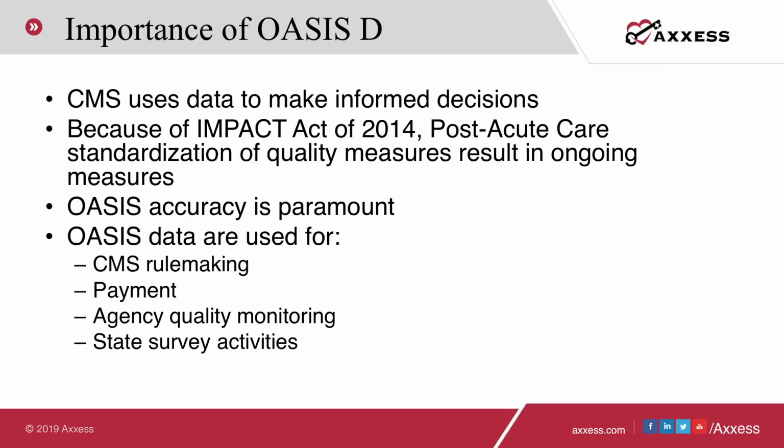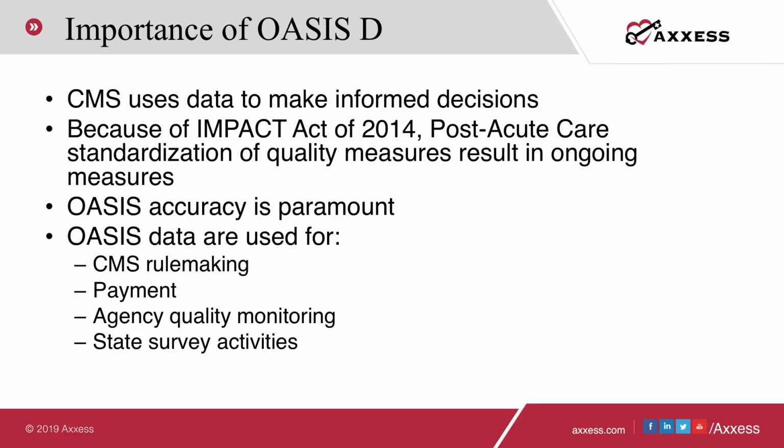The importance of Oasis D. Why is that so important? Well, first of all, Oasis accuracy is paramount for many reasons, and we're going to talk about that in just a moment. But if your Oasis is not accurate, we can see that that's now tied to the conditions of participation. It's going to affect our data that we use for QAPI and so on. CMS is actually using data to make informed decisions these days, and the Oasis is part of the data which they use to make those decisions.